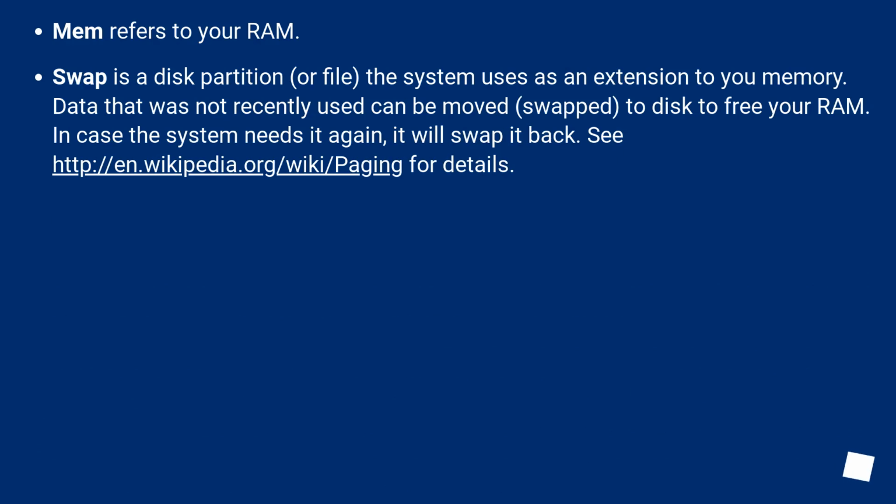Mem refers to your RAM. Swap is a disk partition, or file, the system uses as an extension to your memory. Data that was not recently used can be moved, swapped, to disk to free your RAM. In case the system needs it again, it will swap it back. See this URL for details.